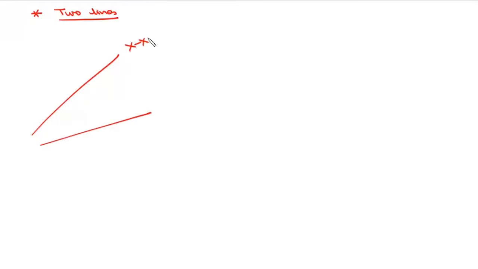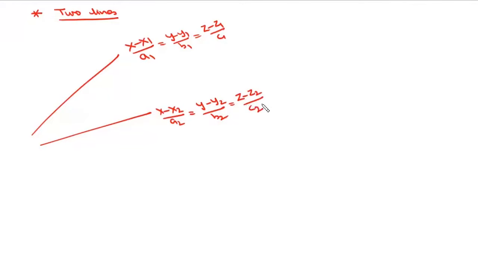Now there will be many questions on conditions of two lines. So if we have two lines, say (x minus x1) upon a1 equals (y minus y1) upon b1 equals (z minus z1) upon c1. Next is (x minus x2) upon a2, (y minus y2) upon b2, and (z minus z2) upon c2.